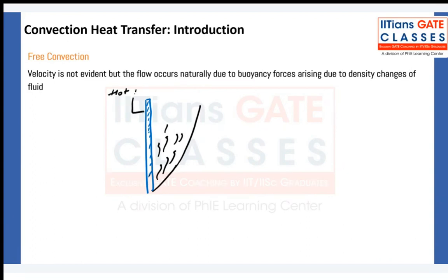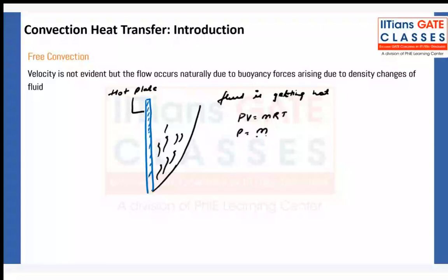Hot plate is there, that means the fluid is getting hot. And we all know the fluid, for example air, is the fluid. Then we can apply PV = mRT. P = m upon volume times RT, P = density times RT. So whenever the temperature of the fluid is going to increase, yes, what happened, Shruti?